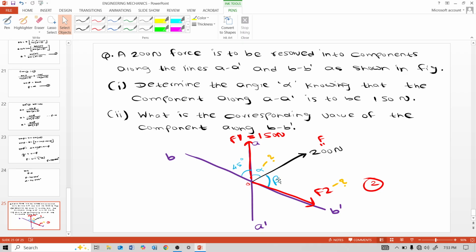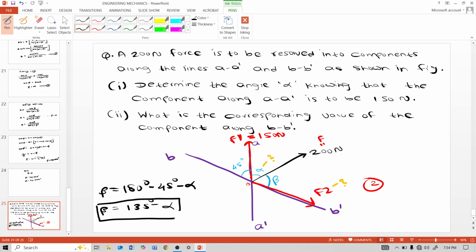First I will calculate beta. So beta is equal to this B dash 180 degree minus these angles, 45 degree, alpha and beta. Whenever we subtract 45 degree and alpha from that 180 degree, then we will get beta. So 180 degree minus 45 degree minus alpha. So we get beta in terms of alpha. 180 degree minus 45 degree is 135 degree. So we calculated beta in terms of alpha. Consider this as the first equation.